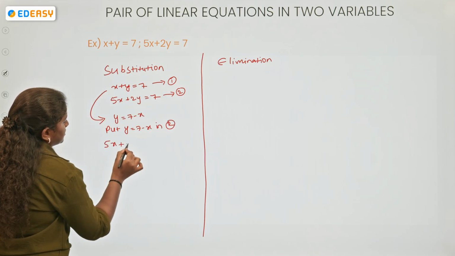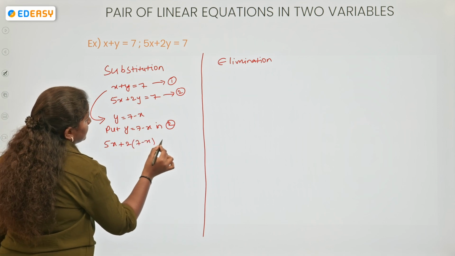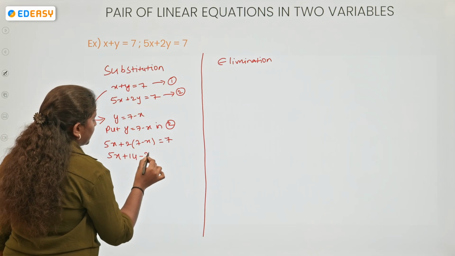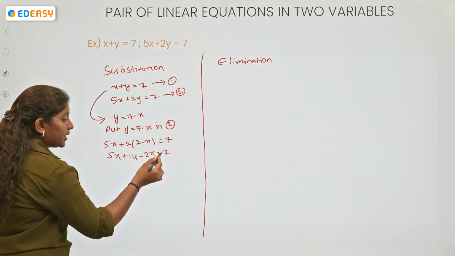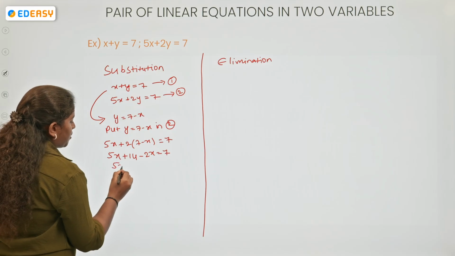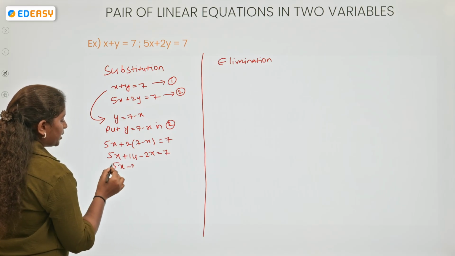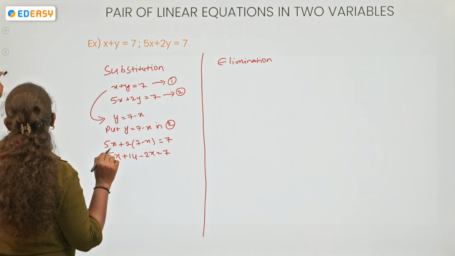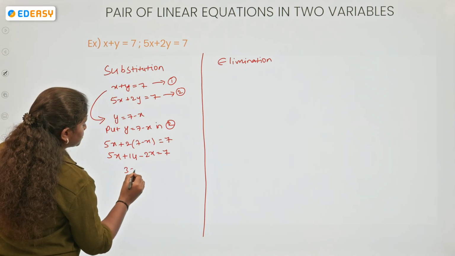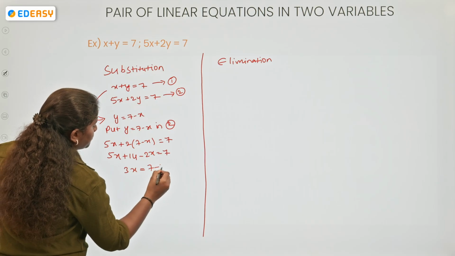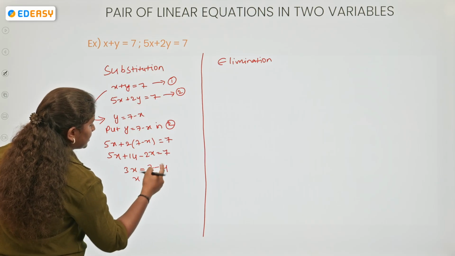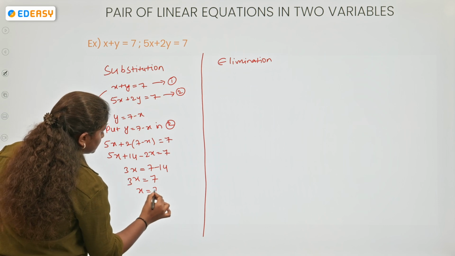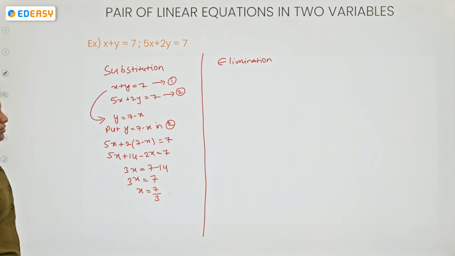Now, 5x plus 2 into 7 minus x equals to 7. Now, 5x plus 14 minus 2x equals to 7. Bring 14 to other side. Now 5x minus 2x will give you 3x. Right? So now 3x equals to 7 minus 14. So x equals to 7 minus 14 will give you 7 and 3x equals to 7 and x equals to 7 by 3. Clear about this, everyone?